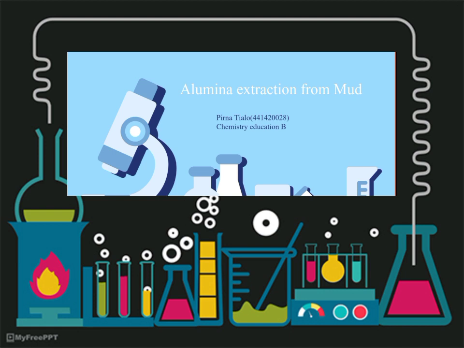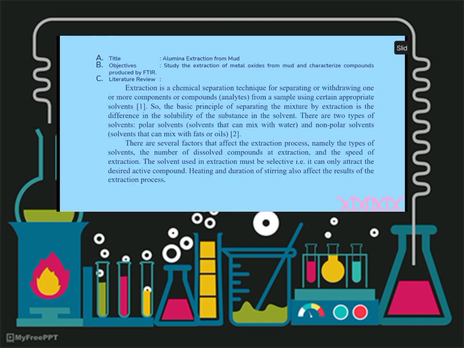I will explain the practicum report for Module 3 with the title Alumina Extraction from Mud. Title: Alumina Extraction from Mud. Objective: Study the extraction of metal oxide from mud and characterize the compounds produced by FTIR.